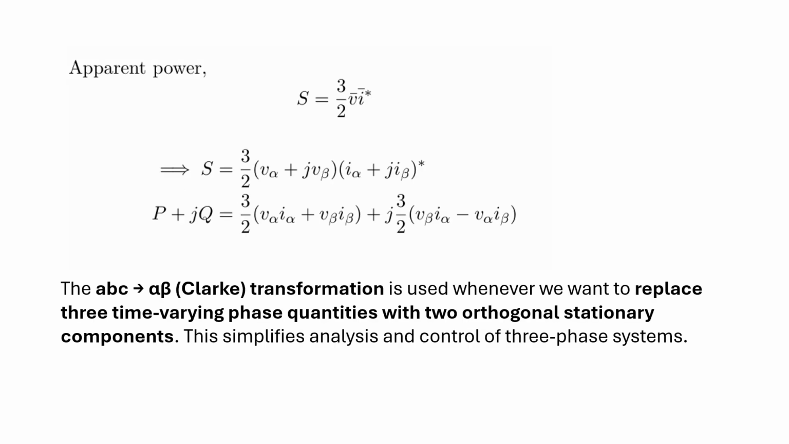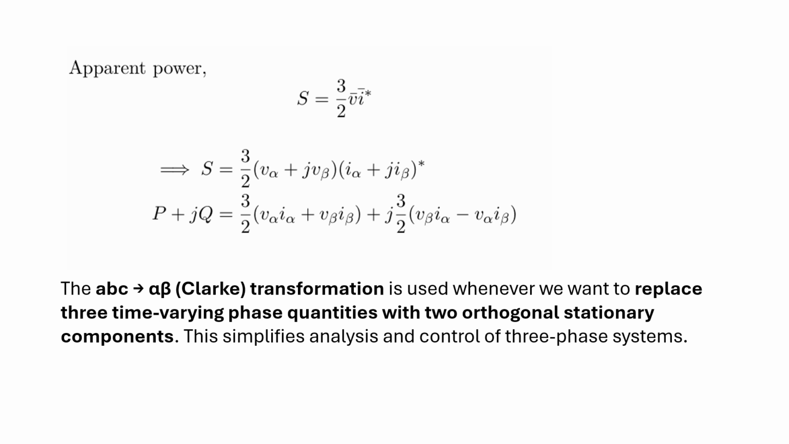The apparent power in the alpha beta system is considered as 3 by 2 VI. V means V alpha plus j V beta, I is I alpha plus j I beta, then P plus jQ, that is S apparent power, can be written as 3 by 2 into V times I conjugate. I conjugate means I alpha minus j I beta. If you do this product, we will get this one, where 3 by 2 (V alpha I alpha plus V beta I beta) is active power, and 3 by 2 (V beta I alpha minus V alpha I beta) is reactive power.